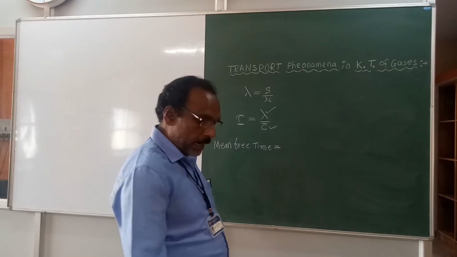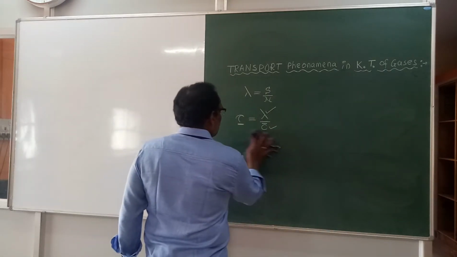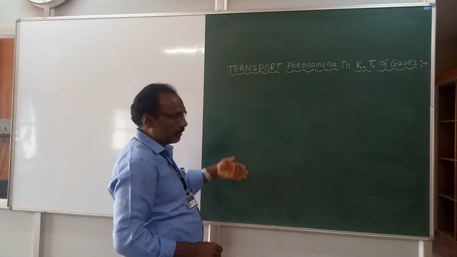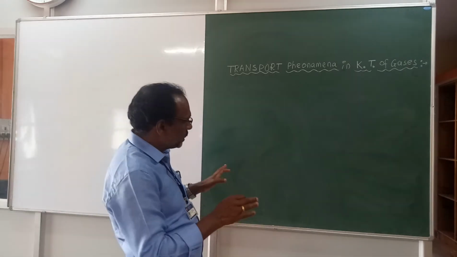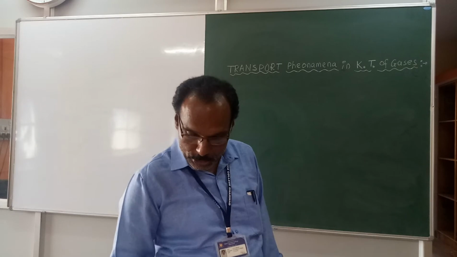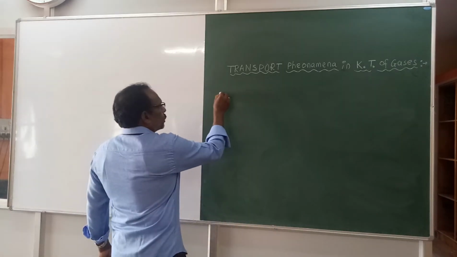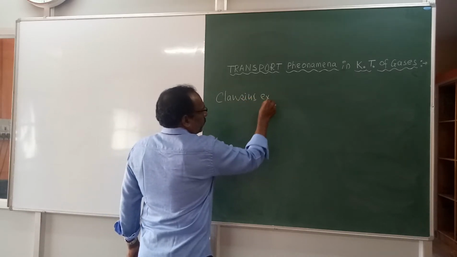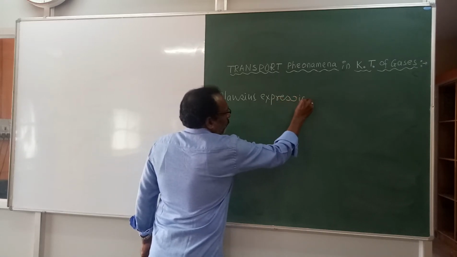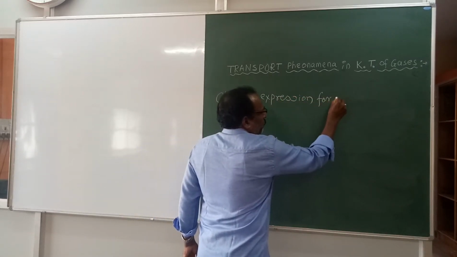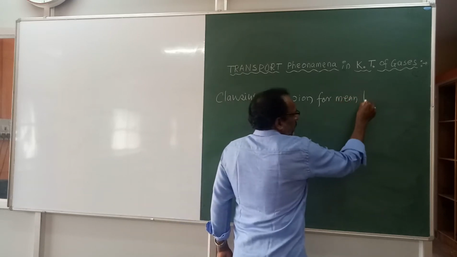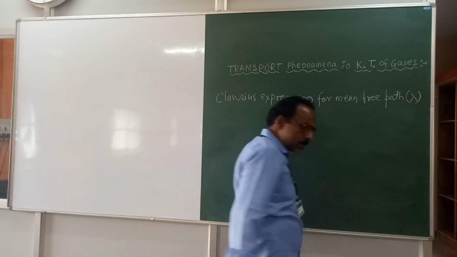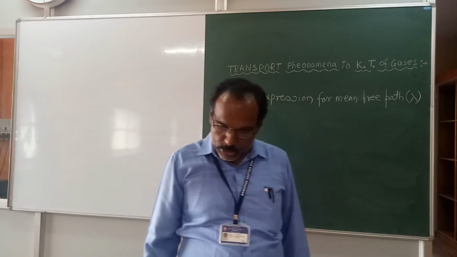Let us go for the expression first derived by Clausius. I am not going to do the derivation because it is not in the syllabus; there is only a qualitative discussion on mean free path. Clausius expression for mean free path, that is lambda. He was the first person to find this.